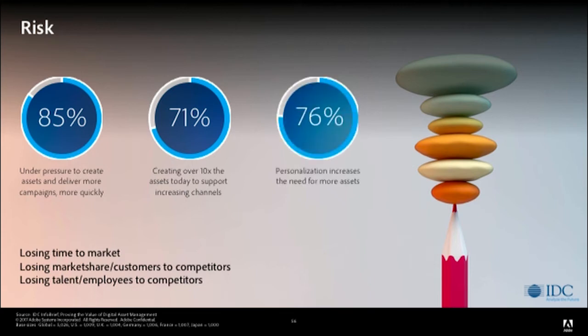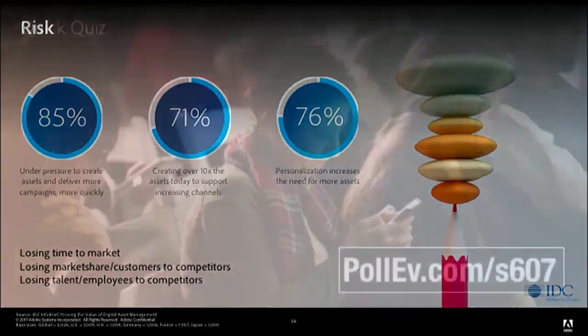And personalizing assets, going into your email and finding something addressed to you that is designed for you, that is personalized to where you are in the buying cycle or selling cycle. 76% of respondents said, yeah, this is radically increasing my need to have content velocity, which means productivity and efficiency. So those are the risks. You are losing time to market, losing market share and customers, losing talent, employees. You're basically going to become a dinosaur. And Todd's going to talk about that just momentarily.